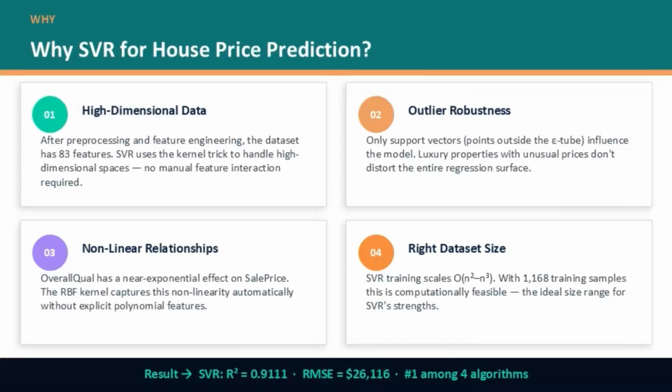Third, the relationship between features like overall quality and sale price is nonlinear, almost exponential. The RBF kernel captures this nonlinearity automatically without needing explicit polynomial features. And fourth, with 1,168 training samples, the dataset sits in the ideal size range for SVR. It's large enough to train well, but not so large that SVR's computational cost becomes a problem. The combination of these 4 factors made SVR the most suitable algorithm for this task.